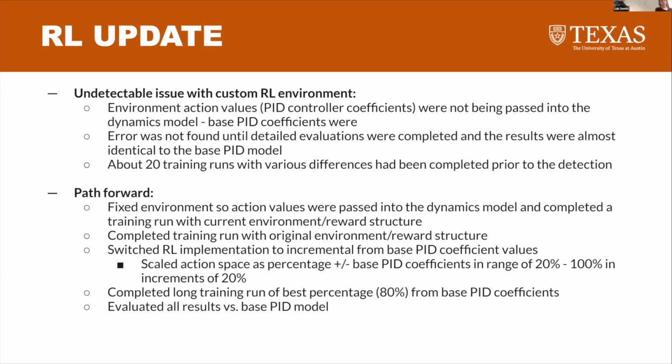So what we did, our action space became ranges over and under the base PID coefficient. The action space is just looking at what the baseline tune parameter is, and then anywhere from 100% under or over. So we looked at 20% up to 100% over and under those base PID coefficients to see what kind of results we would get, and then completed training using this setup.